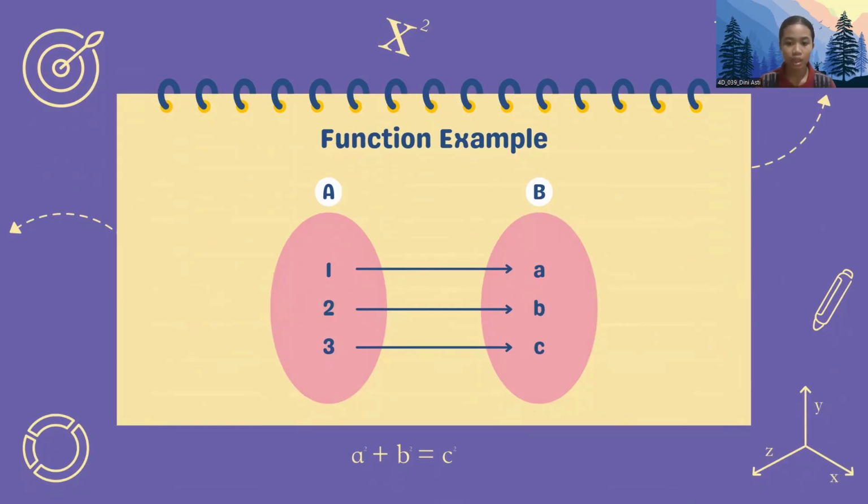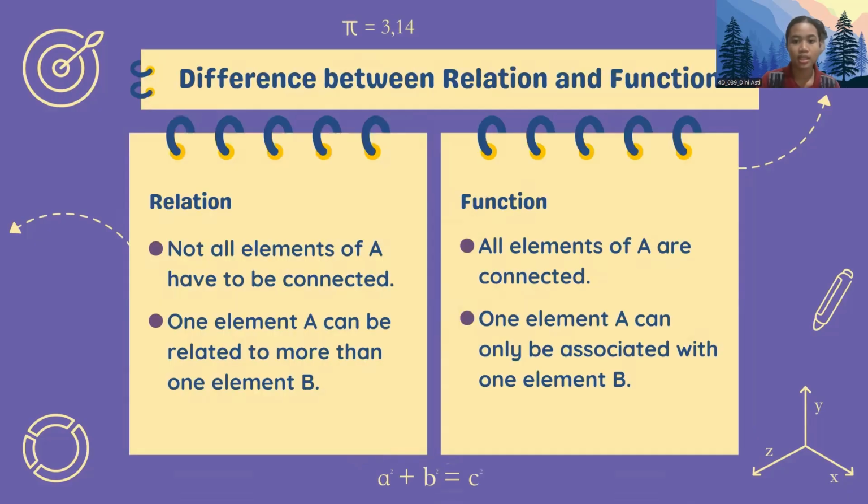For example, you can see the diagram. Every element in set A must have exactly one counterpart in set B, and no element in set A can be left unpaired.